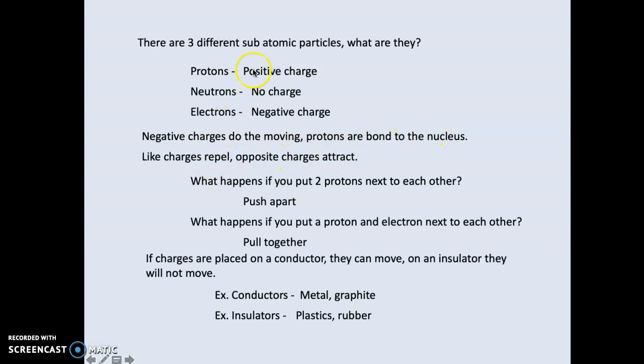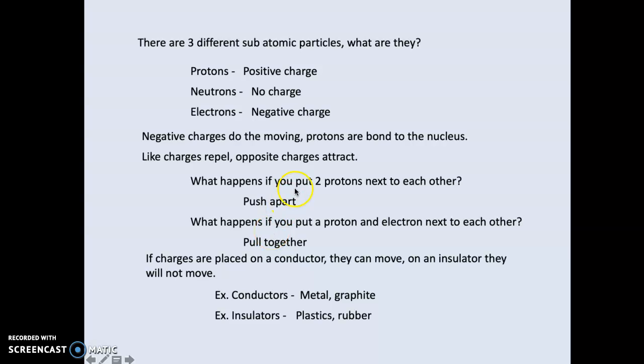So like charges, like positives, if I have two positives, those things repel or push apart, and we'll see that today. And opposite charges, like a positive and negative, they are attracted. So if I put two protons next to each other, they will push apart. And if I put a proton and electron next to each other, they'd pull together. Like charges repel, opposites attract.